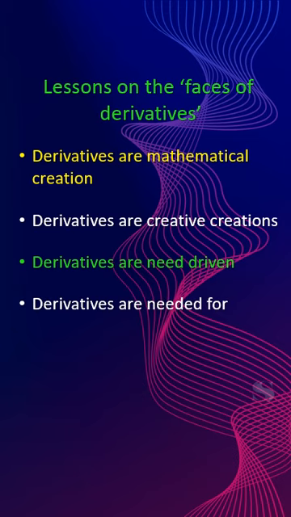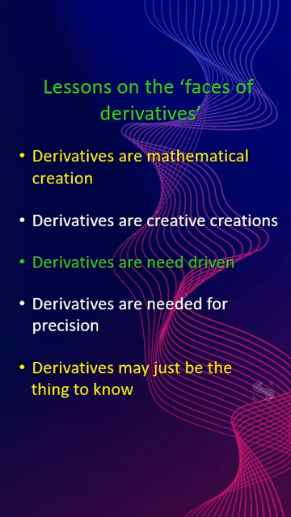Fourth, derivatives are needed for precision. Recall how the derivative of the rate law is not enough for precise control of chemical reactions. Fifth, derivatives may be just the thing to know about change. For example, the instantaneous rainfall or the instantaneous speed of a car at a sharp curve matter way beyond what we can imagine. On the whole, derivatives are very real quantities derived wholly mathematically.